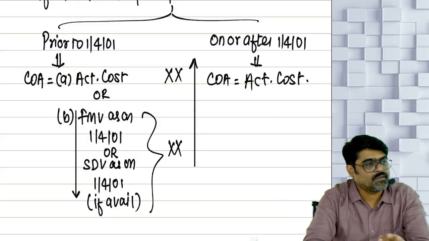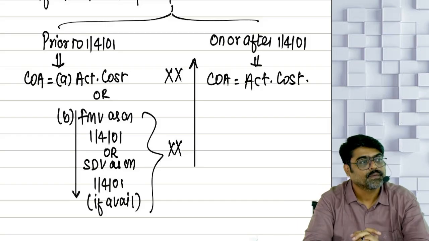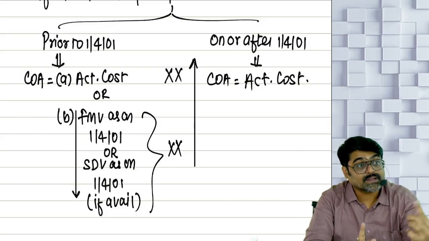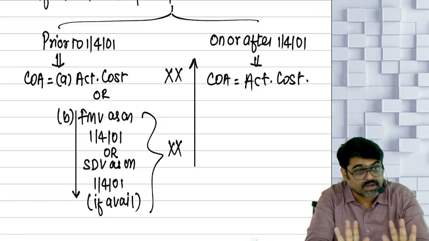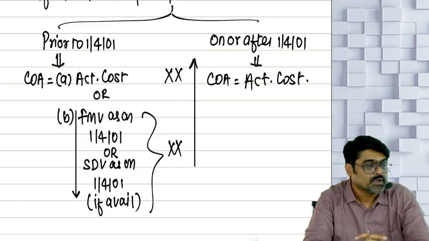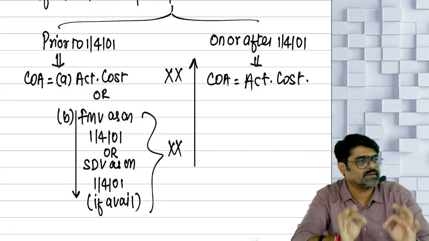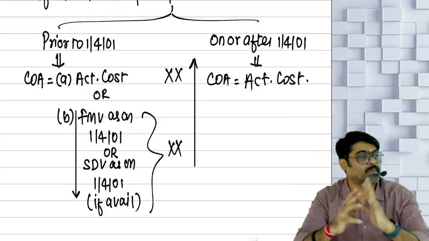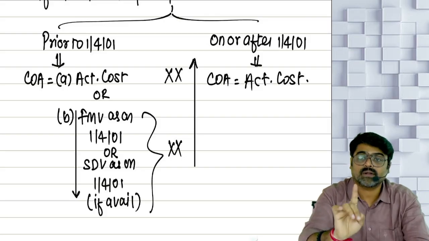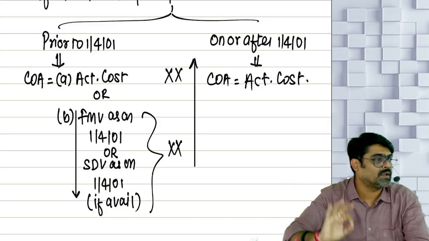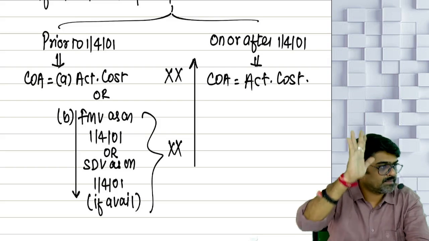Understanding? Now what if any asset, including immobile property, was acquired prior to 1st April 2001? Will you get the option to take the fair market value as on 1st April 2001? That option is given under section 55(2)(b). Yes. So what cost will you take? Actual cost or fair market value as on 1st April 2001, whichever is higher. But remember, in the case of immobile properties, you can take the fair market value as on 1st April 2001, but that fair market value cannot be more than the stamp duty value of that immobile property as on 1st April 2001, if it is available.